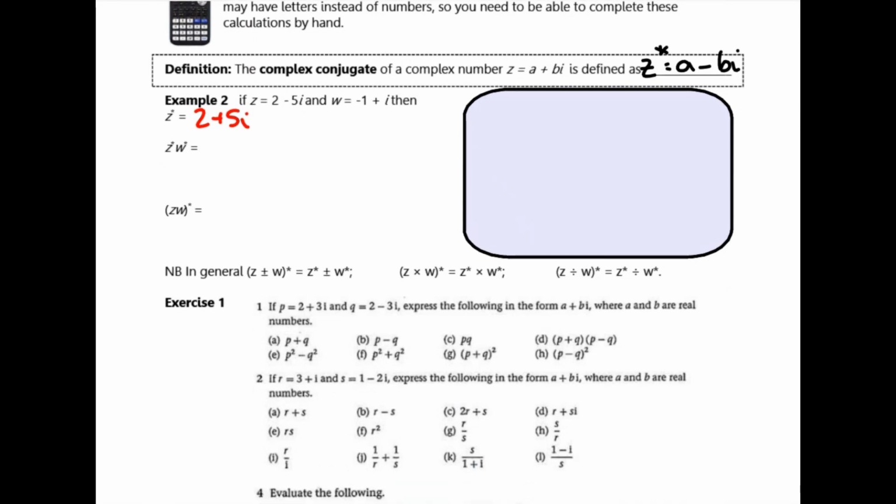Couple of multiplications here. So z star times w star, well, z star is 2 plus 5i. w, we change the sign in front of the i, so that's minus 1 minus i. And then we're going to expand this as normal. So minus 2 minus 2i minus 5i minus 5i squared. Collect up your real and imaginary parts. So remember, minus 5i squared is plus 5. Combine that with the minus 2 gives us 3. And then putting your imaginary parts together, it gives us minus 7i.